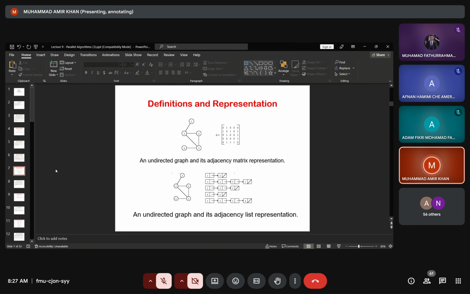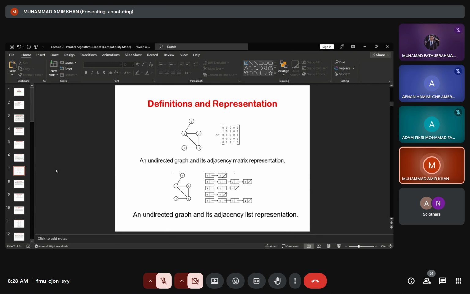Very simple. Undirected graph and its adjacency list. We call it linked list representation. You have to draw like this. Aflan, explain. One is connected to two, and you have to write a diagonal line, only one is interconnected with two.